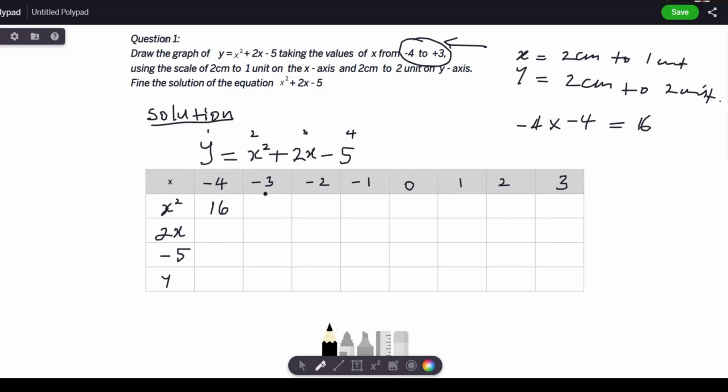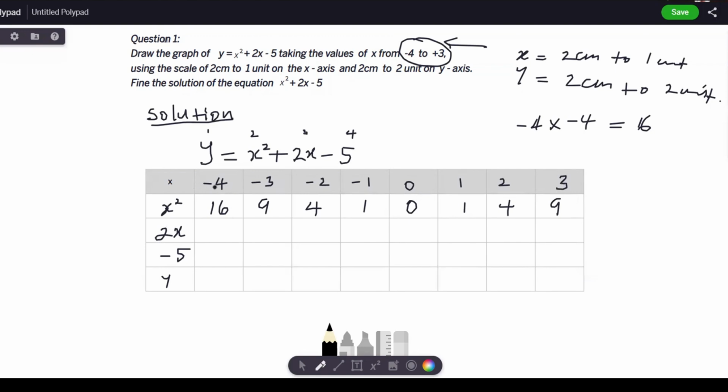We do the same thing for minus 3 squared. Minus times minus is plus, 3 times 3 is 9. Minus 2 squared is 4. Minus 1 squared is 1. 0 squared is 0. 1 squared is 1. 2 squared is 4. 3 squared is 9. Beautiful.